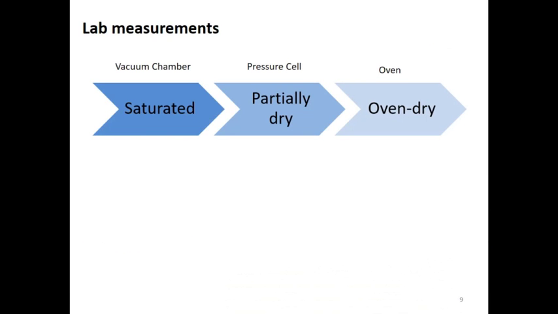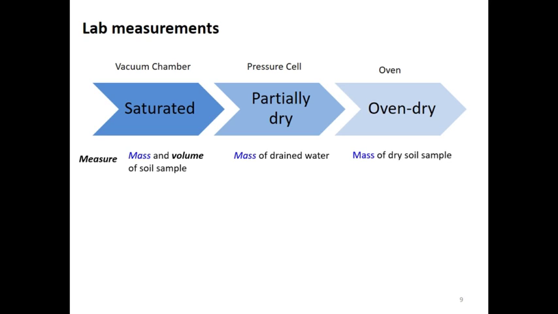In the lab, the soil was saturated in a vacuum chamber from the bottom for about 12 hours, and the saturated soil cores were weighed and their volume recorded. After that, they were transferred to a pressure cell and drained. The drained water was weighed, and then the soil core was oven dried at 105 degrees Celsius, and the oven dried soil sample was weighed. So, based on these measurements, the bulk density and the water content can be obtained.